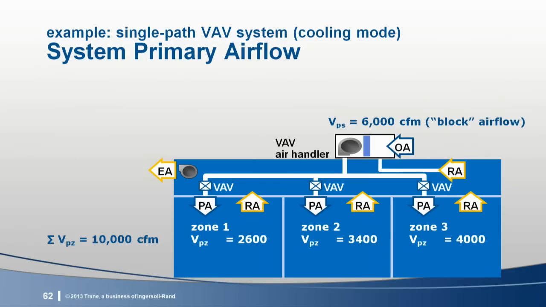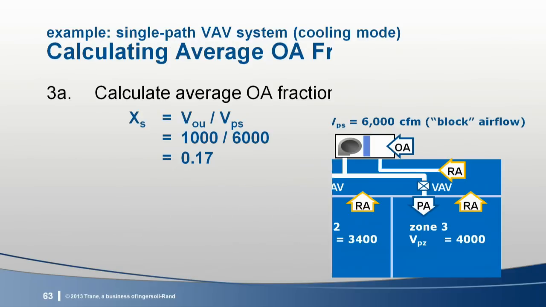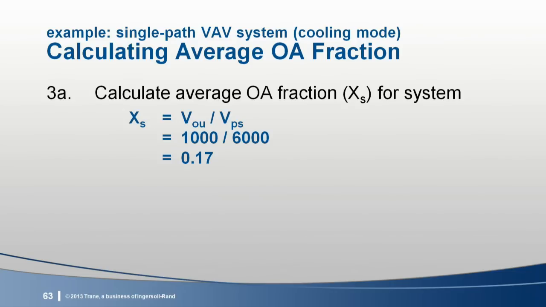To complete step 3A and find the average outdoor air fraction for the system, we divide the uncorrected intake, which we calculated to be 1,000 CFM, by the total primary airflow for the system, which is 6,000 CFM. So X sub S is equal to 0.17.